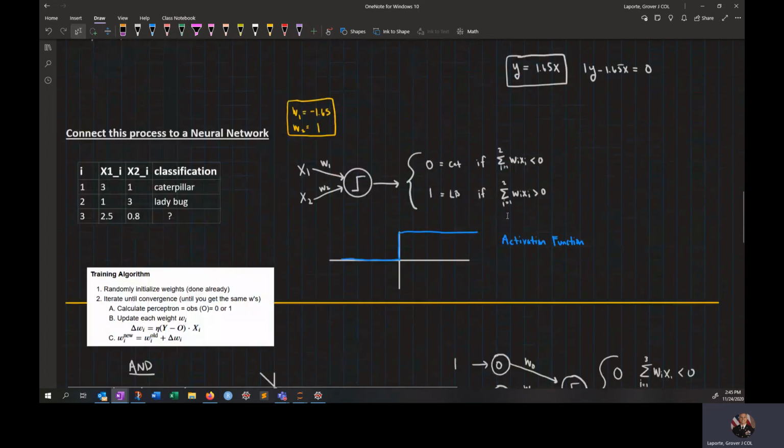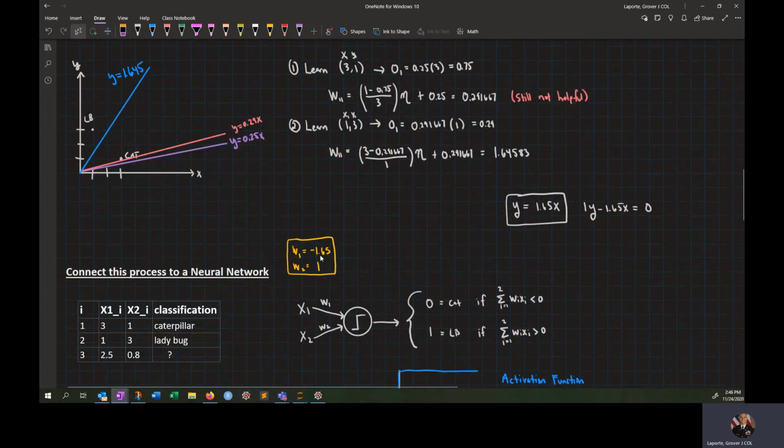So now I'm going to take negative 1.65 and multiply that by my length, and then add 1 times my width, and then we're going to use what's called an activation function. That's going to give us either a 0 or a 1. This activation function tells us whether the perceptron, if you read the Jupyter Notebook already, you'll know what I'm talking about, is firing with a 1 or not firing with a 0.